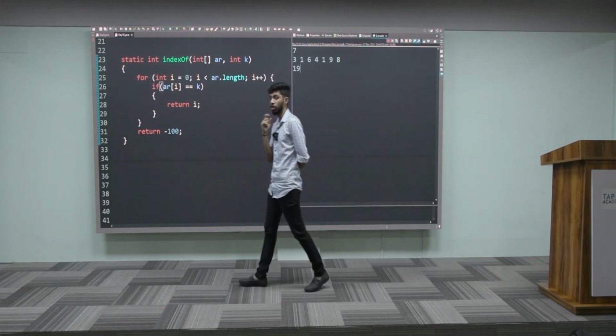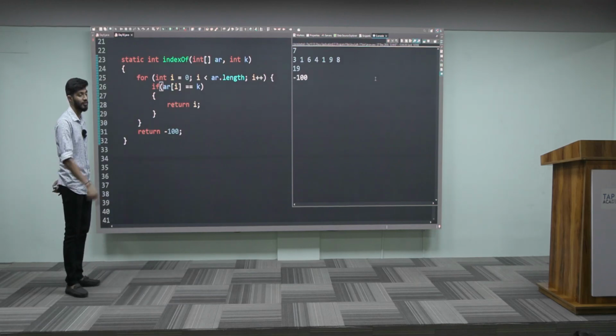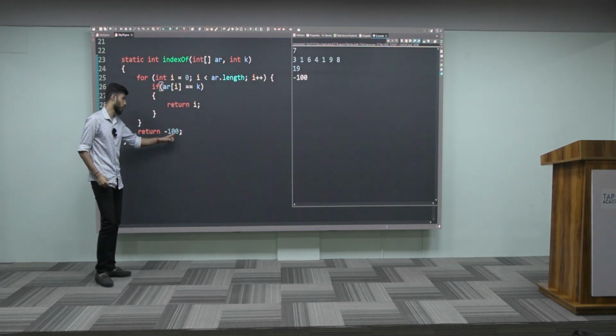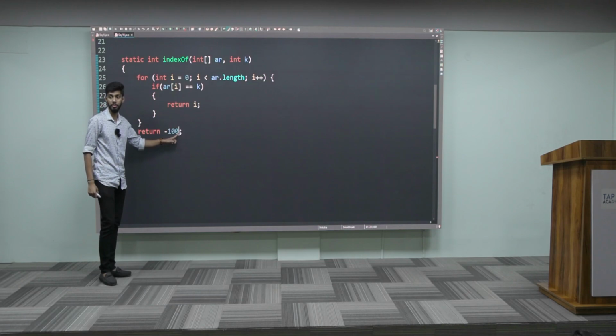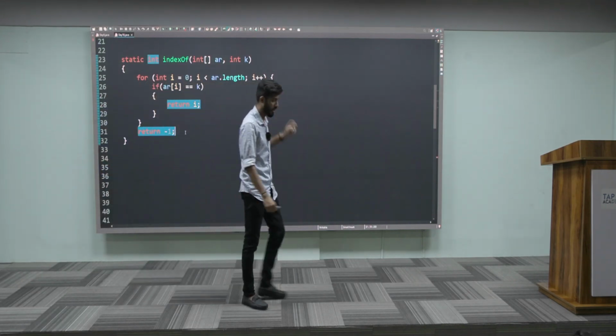19 exist or does not exist? Does not exist. If I press enter, it is giving minus 100. But you should not print minus 100. What should we print? Minus 1. So I'll change it to minus 1. Is the code clear to everyone? Let's re-execute this.